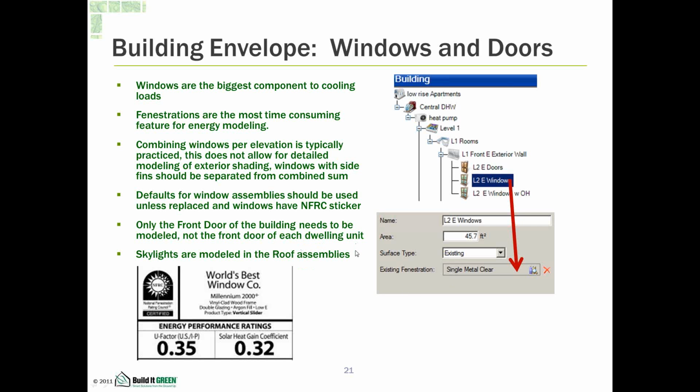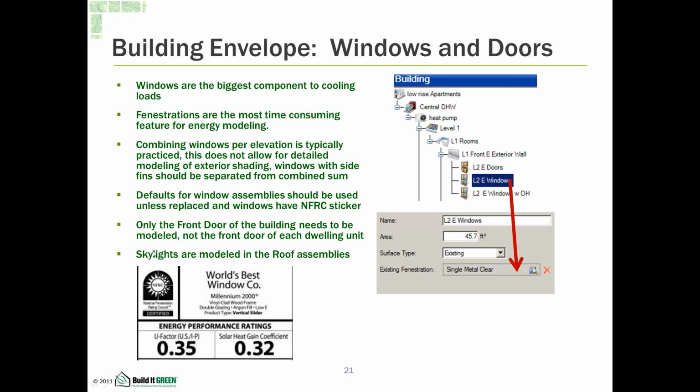And skylights are very similar, but you're going to model that into the roof, not on the walls. You just right-click, add skylight, and the skylight will be very similar to what we see in the screen here. Sorry, I don't have a picture of the skylight. And there's typically only one front door. That's what we really want to see, is the front door for the main building, and not every single dwelling unit.